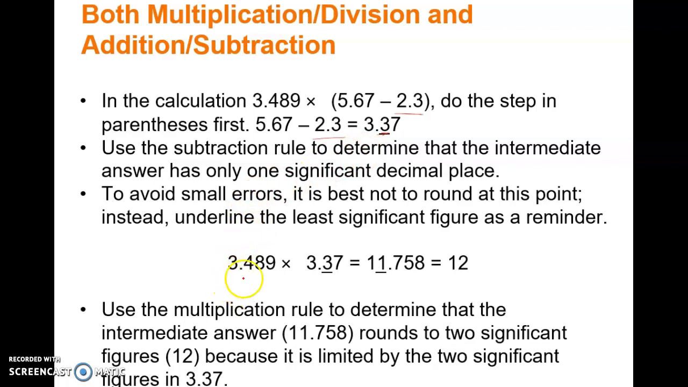So then you're going to take your 3.489 times 3.37, and we remember that we are only able to go right to here with two significant figures because that's where this one ends, okay? So what pops out in your calculator is going to be 11.758, but we can only use two significant figures here. So we have to look at our first non-significant digit, which is greater than 5. And so that rounds this number here up to a 2. So rather than 11.758, it's going to be 12.